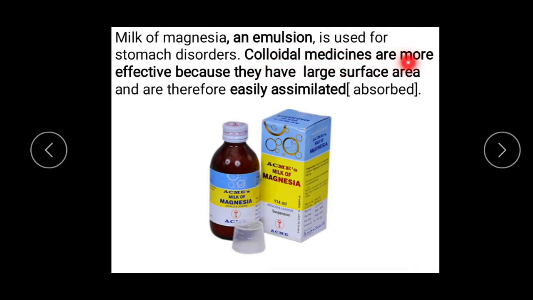Colloidal medicines are more effective. Why? Because they have large surface area and they are easily assimilated or absorbed. This you have to remember.